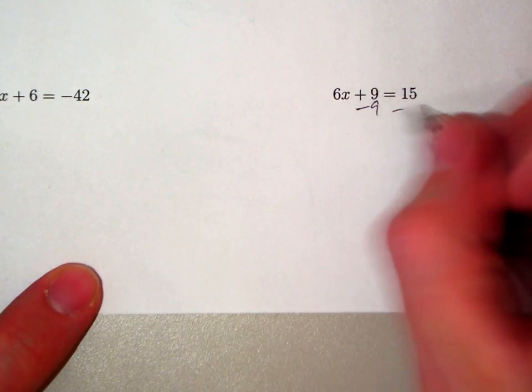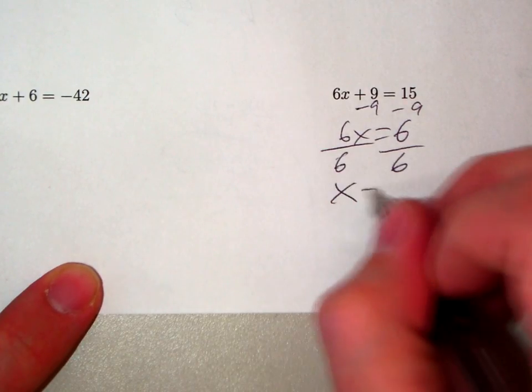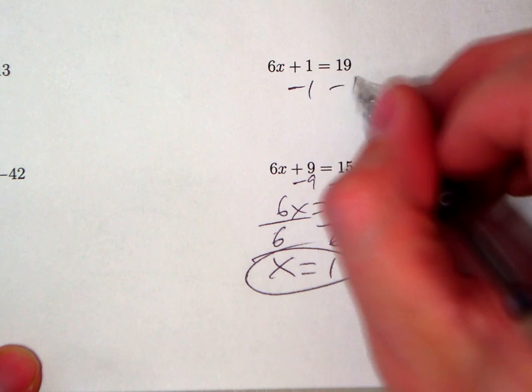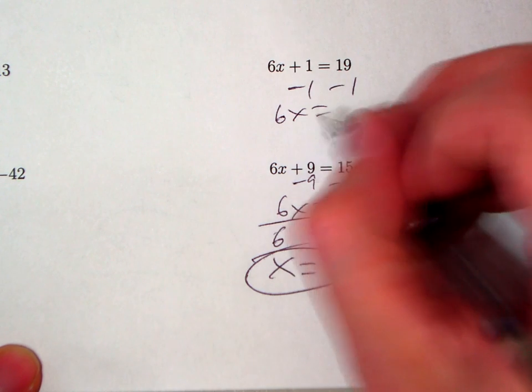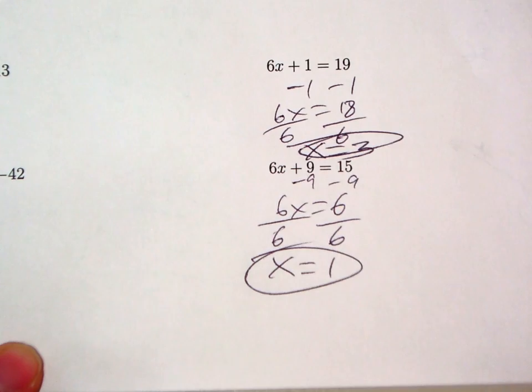On the back, let's start at the bottom, just do a few. So here on the right, we subtract 9 from both sides, we get 6x is equal to 6, we divide by 6, x equals 1. Here we subtract 1 from both sides, we get 6x is equal to 18, we divide by 6, x is equal to 3.